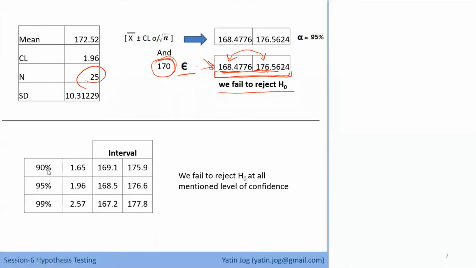That means even at 90% or 95% or 99%, we fail to reject H0. My basic assumption is correct. You can test it at whatever confidence level you want, but the basic assumption is correct. We fail to reject H0.